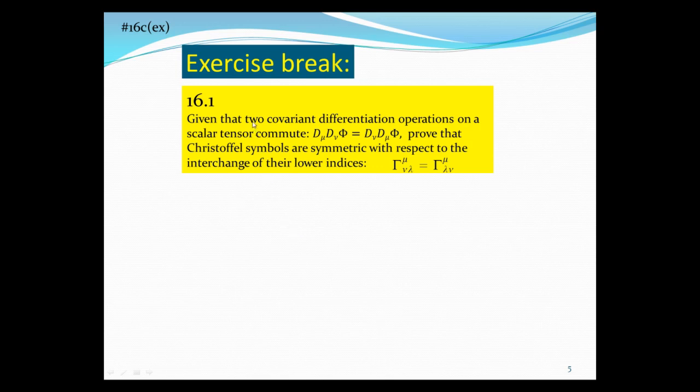Then we ask you to do an exercise: given the fact that covariant derivatives on scalar functions commute, we can show this by just writing them out. You find that this implies that the Christoffel symbol is symmetric under interchange of the lower indices.